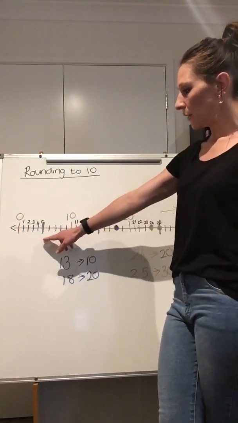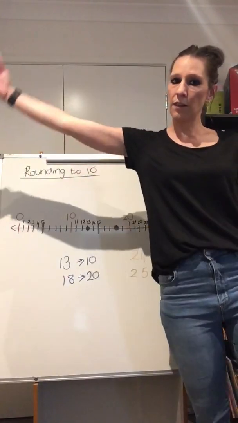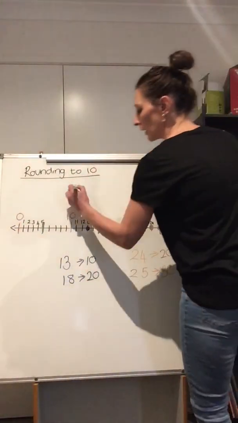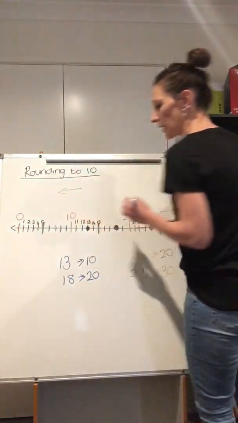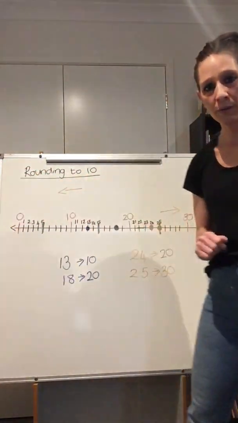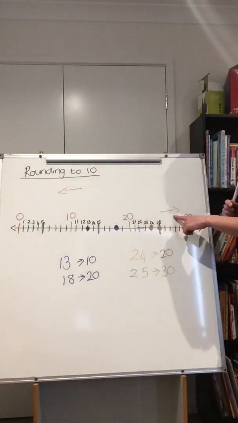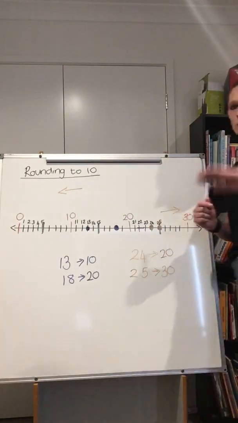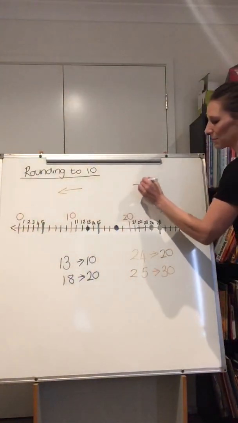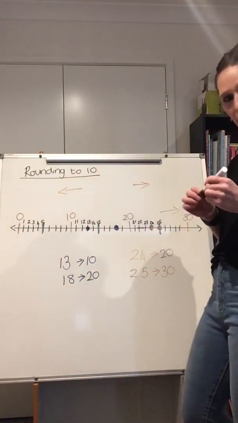So remember, if it is sitting on that side, so I'll make a brown arrow. If it's sitting on that side of your halfway mark, you are always going to round down. If it is sitting on that side, the right side, my left side, you're going to round up.